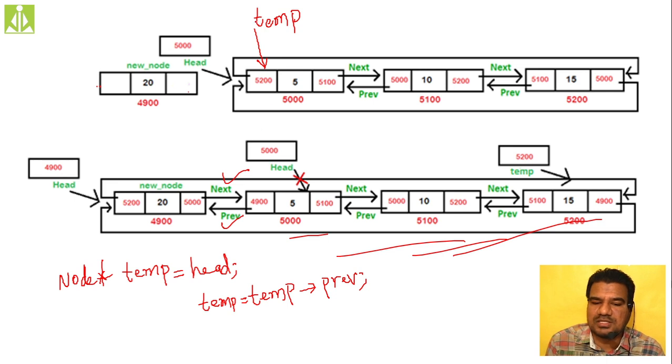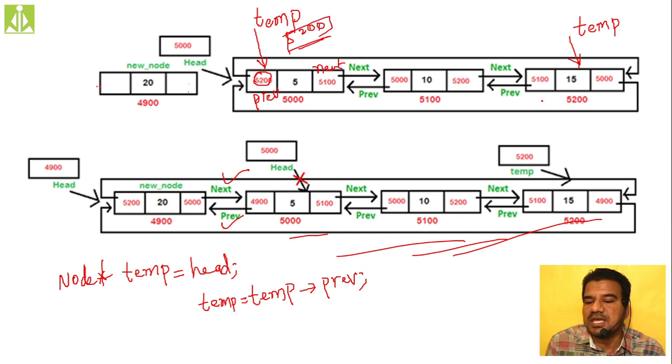So what will happen is this temporary pointer will jump from here to here, because temp of previous is your previous, and this is your next. So when you say temp = temp->previous, this particular address you are storing into the temporary pointer, that is 5200, and that 5200 exists here.